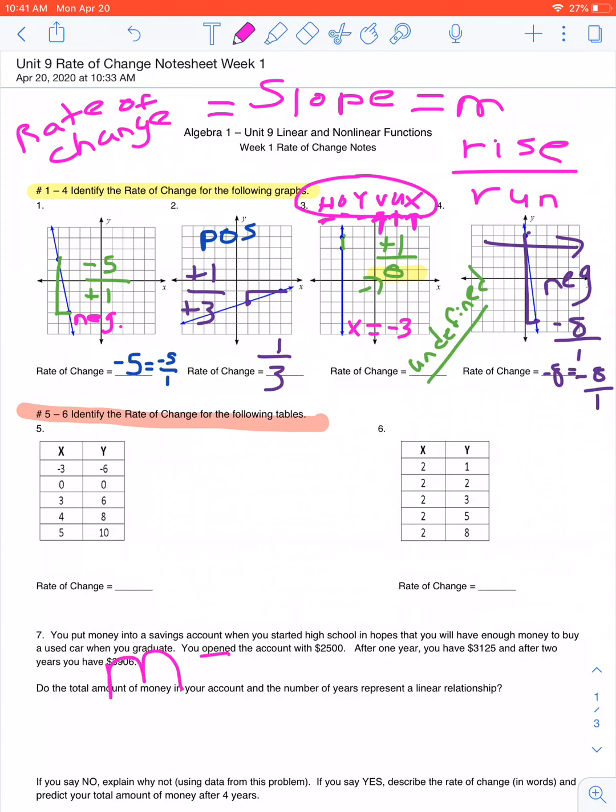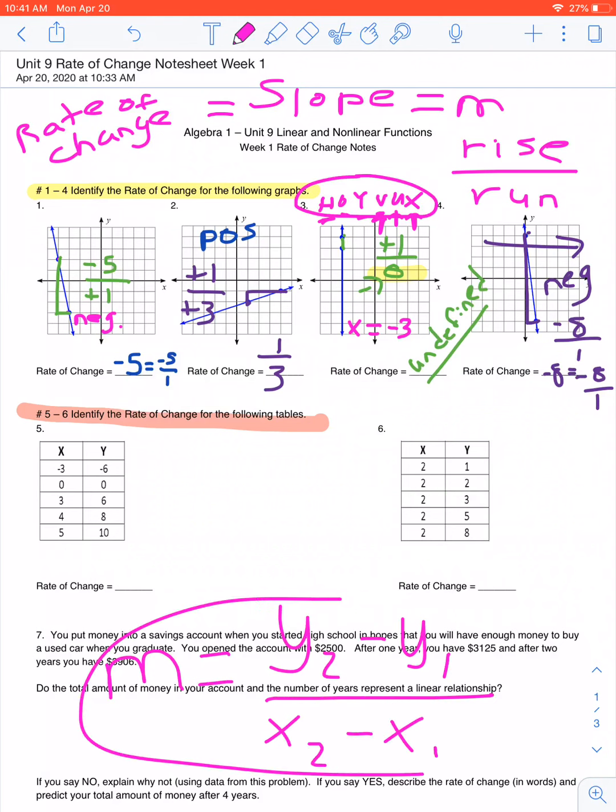M equals y2 minus y1 all over x2 minus x1. This right here is the equation for how you find the slope when given a table. Again, this is a lot of review from first semester. So let's look at number 5.